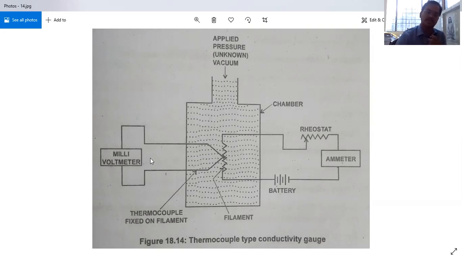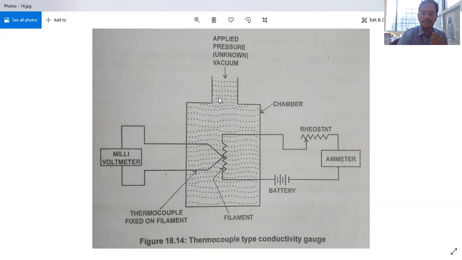On the other side, the thermocouple is also operated to check the initial temperature conditions before we allow the gas to enter this chamber. The thermocouple is operated to check the initial temperature of the filament.